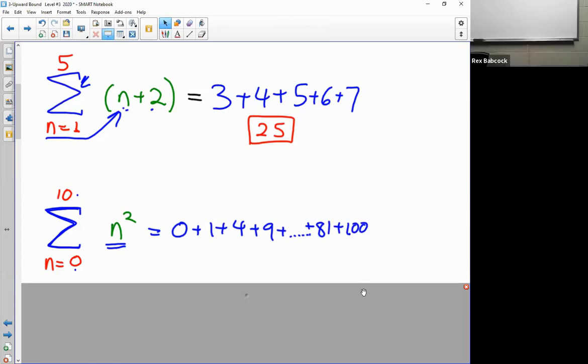Well, let's take a look at the answer. If you're doing it by hand, you do what I've done here on the smartboard. I just say 0 squared is 0, 1 squared is 1, 2 squared is 4, 3 squared is 9, and go all the way to 10 squared, which is 100. And then I add them all up. Is the answer 385? Anybody get 385?